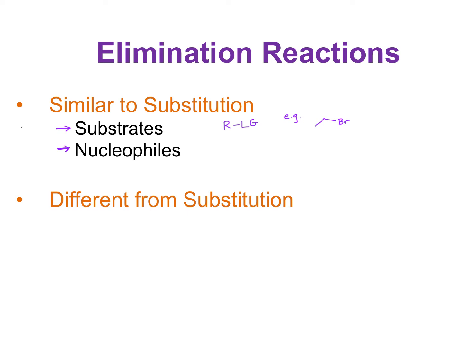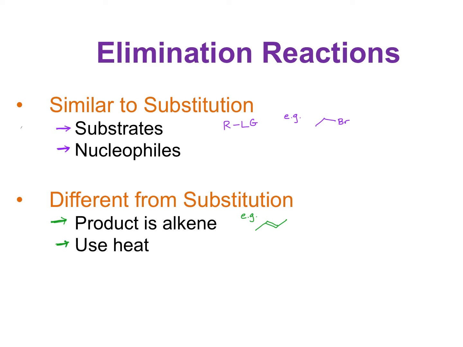The most obvious thing that's different is the product. The product will be an alkene for an elimination reaction, instead of a substitution where it's got some new functional group on it. The other thing that is different is you'll use heat for elimination reactions, and that's because heat will favor elimination over substitution.